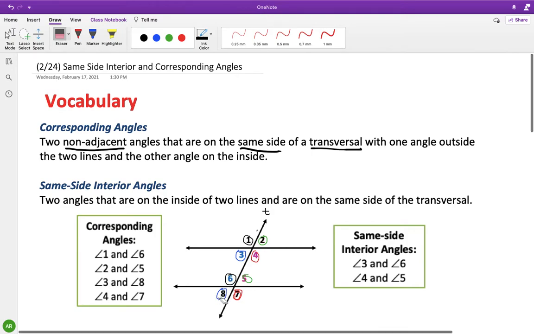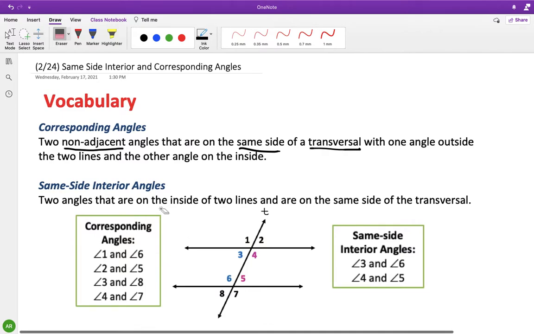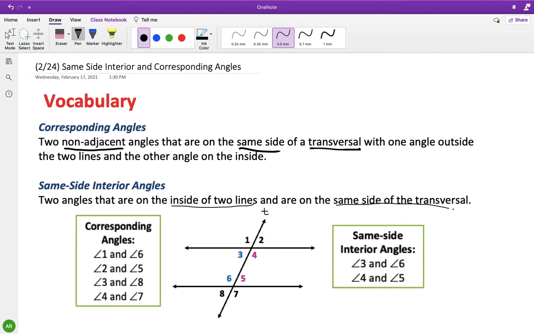Okay, let's move on to same side interior angles. Same side interior angles are two angles that are on the inside of two lines that are on the same side of the transversal. Notice both corresponding and same side interior angles have to do with the same side of the transversal, so we're not looking at alternate or opposite sides this time.